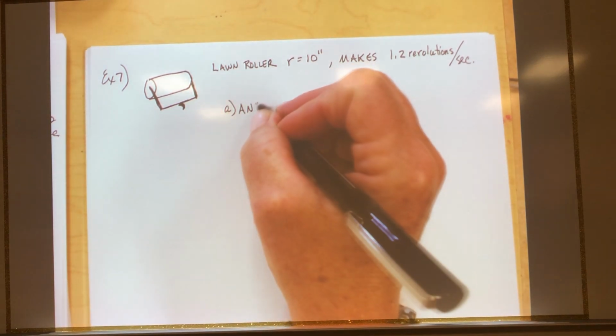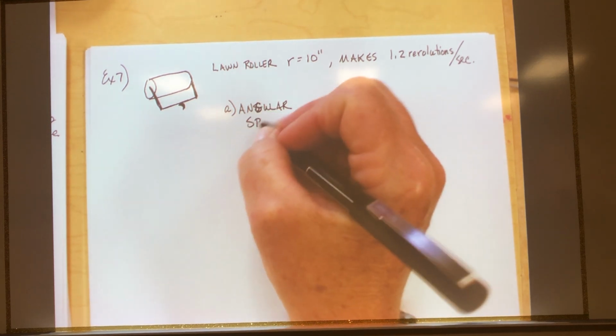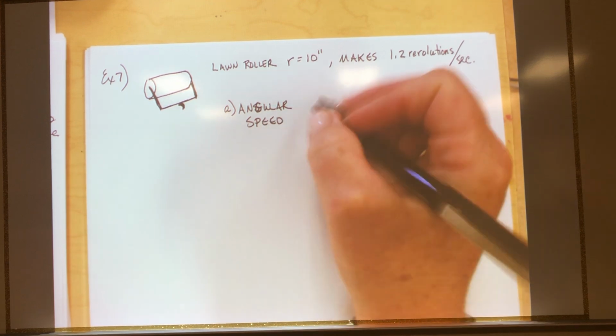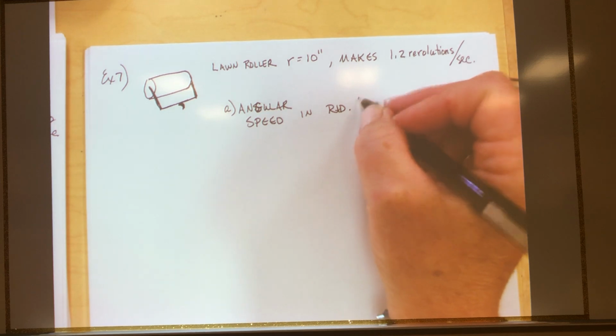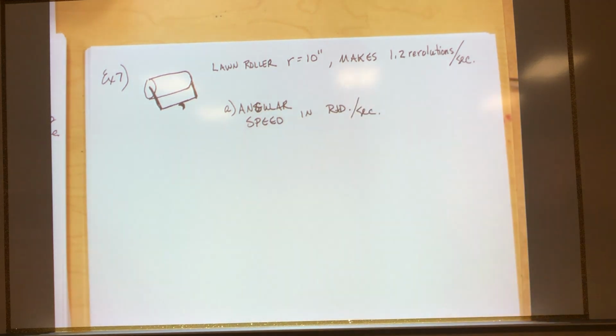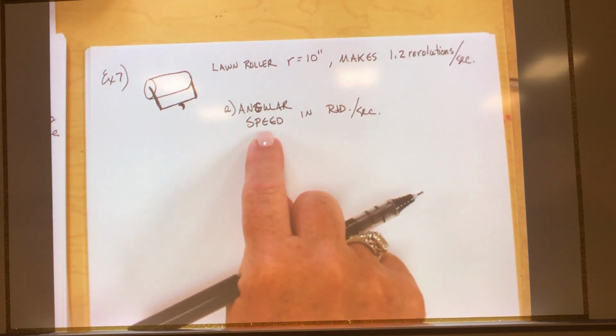the angular speed in radians per second. If they don't tell you the angular speed, you can do it in whatever you want to, okay? All right, so the angular speed in radians per second.